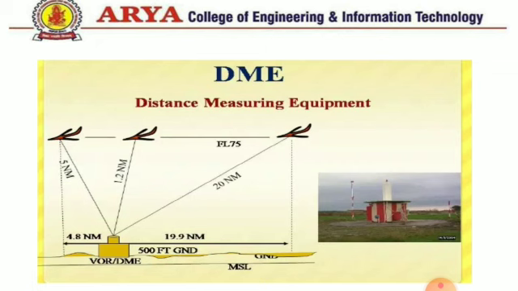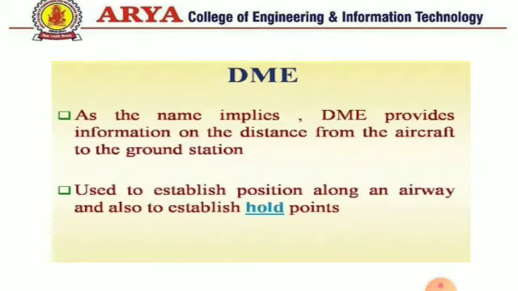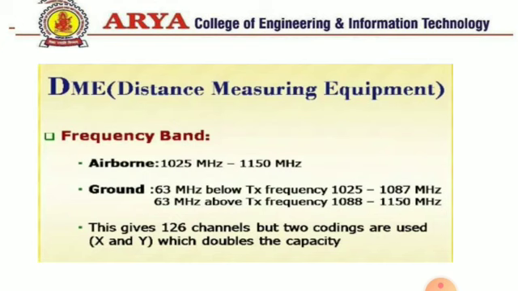A typical equipment placed at the ground is shown on the right side of this slide. DME provides information on the distance from the aircraft to the ground station. It is used to establish position along an airway and also to establish hold points.